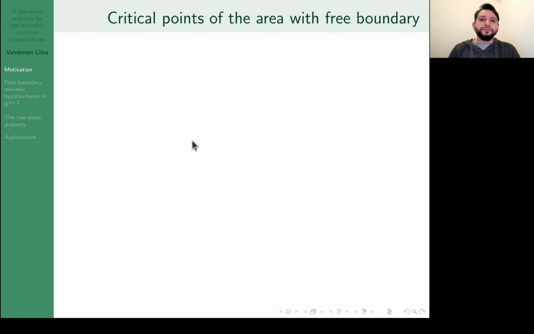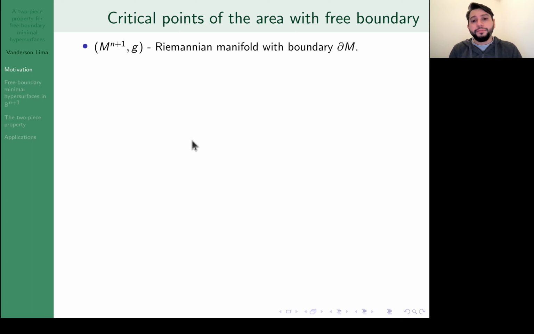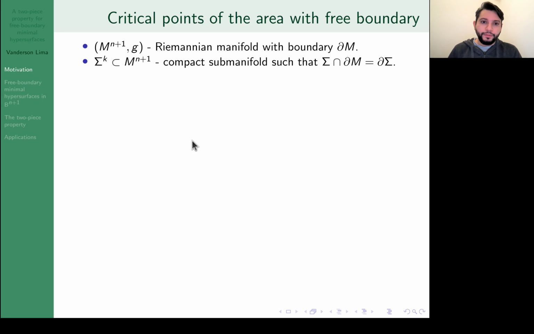Okay, let me start with some motivation to study free boundary minimal hypersurfaces. So consider a general Riemannian manifold with boundary, and sigma is some compact submanifold such that the intersection of sigma with the boundary of the ambient space is the boundary of sigma itself. So I want to consider the variational problem of finding critical points of the volume functional.